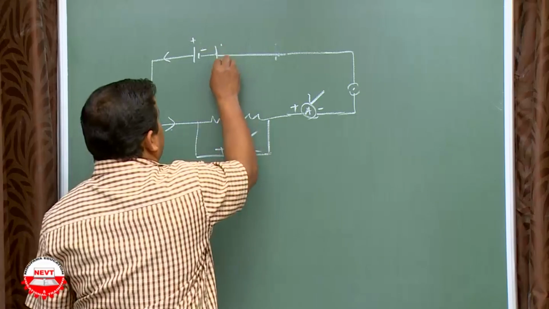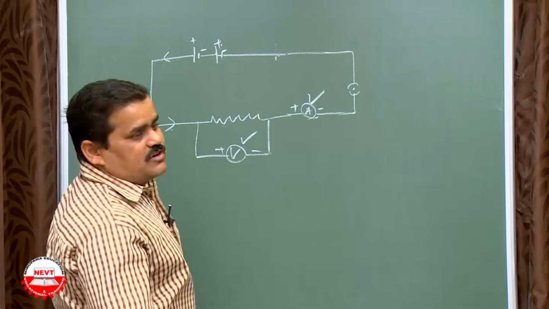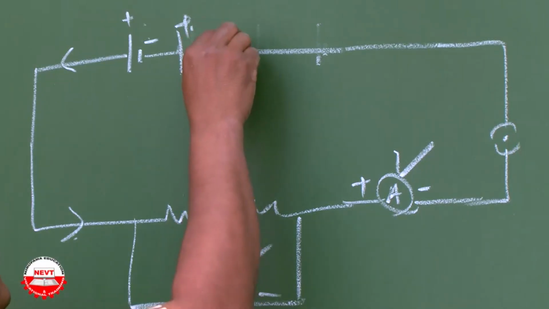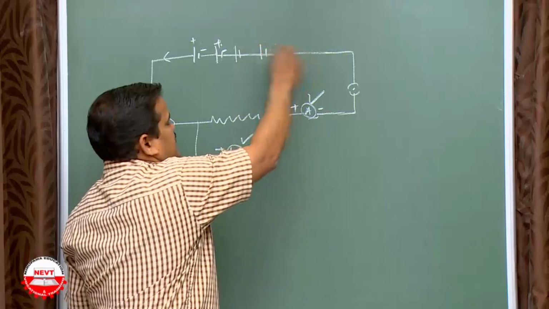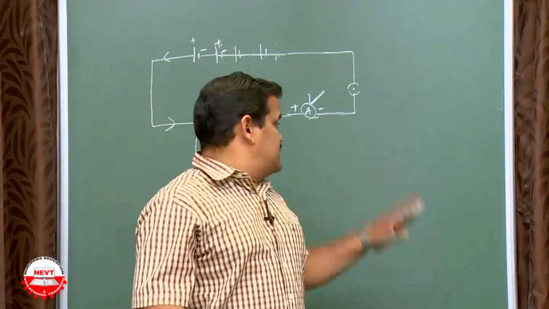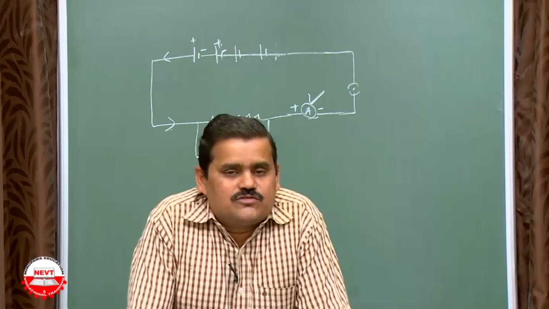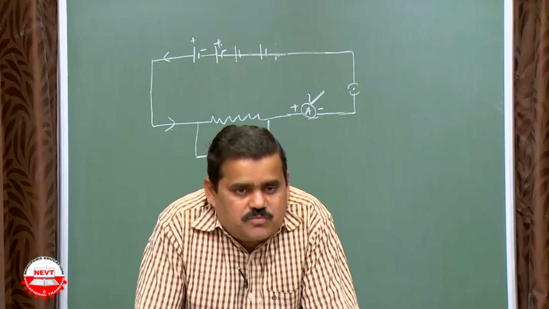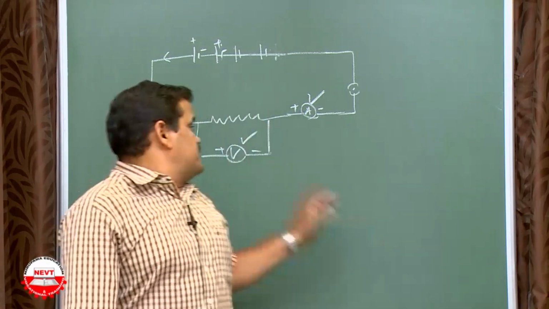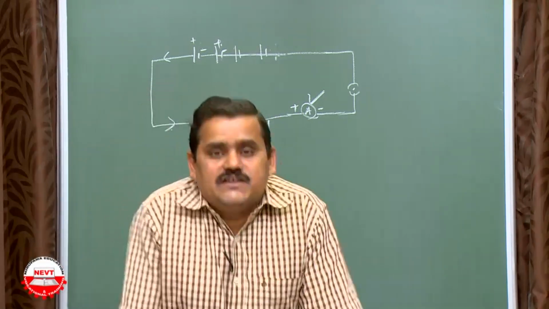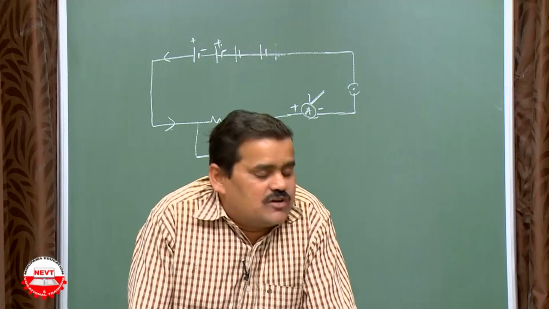Then take 2 batteries, then take the ammeter reading and voltmeter reading. Take 3 batteries, take both readings. Take 4 batteries and take both readings in the ammeter as well as in the voltmeter. In every case, you will notice that the ratio of V and I, or voltmeter reading and ammeter reading, is always constant, and that is known as the resistance of the circuit.